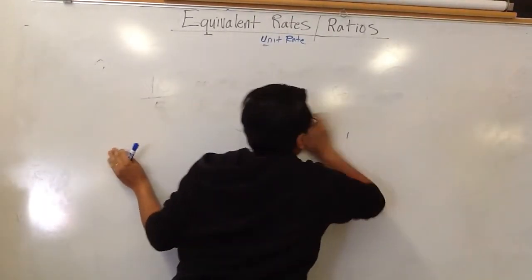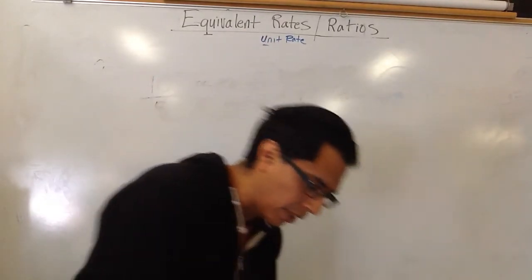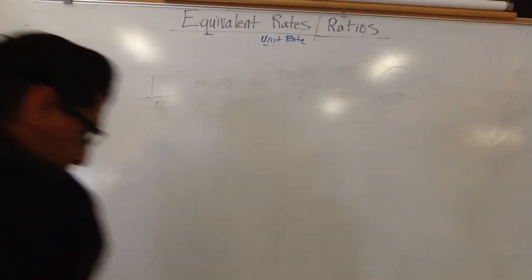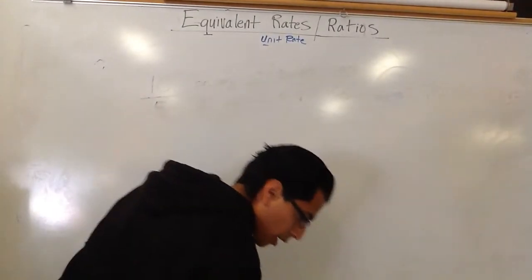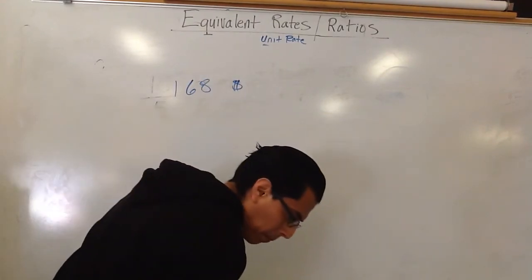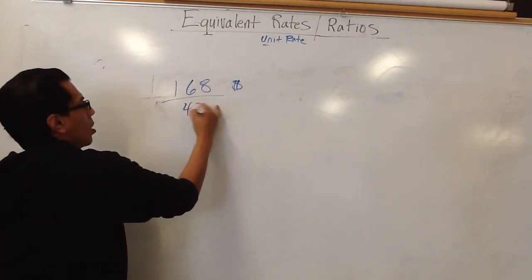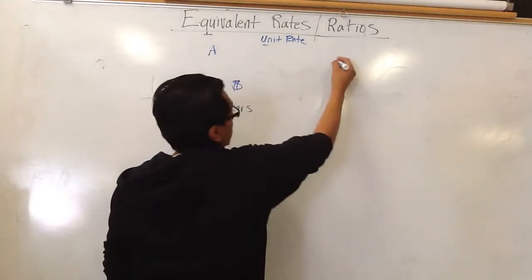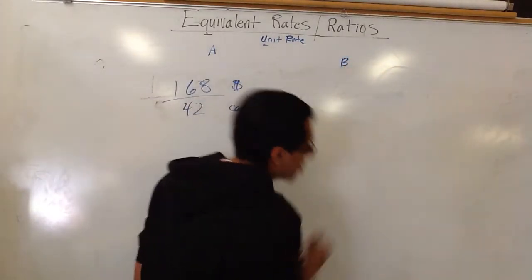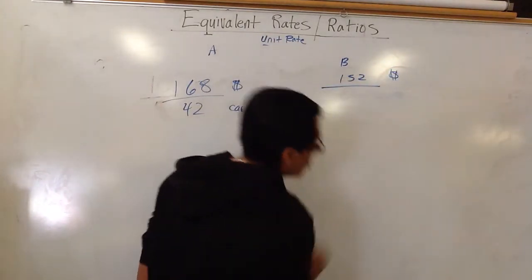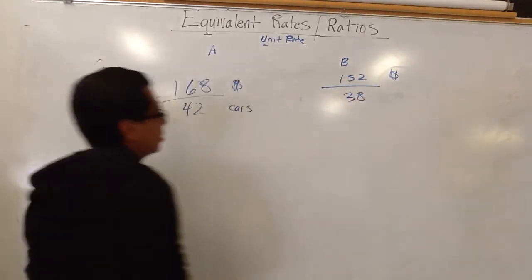Let's try another one. I'm going to read this carefully. See, this is how it looks. Read it very carefully. Club A raised $168 by washing 42 cars. We'll put A there. Club B, sounds like a boring club. B raised $152 by washing 38 cars.